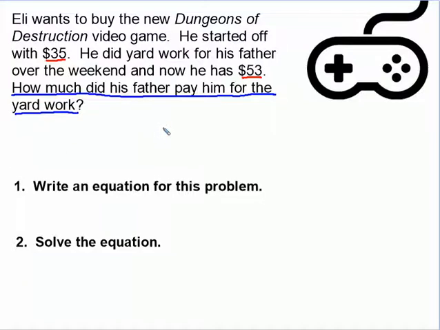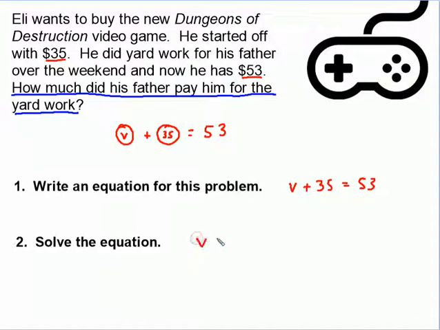Well, let's try to model this with an equation. He started off with $35, so we know he had $35. And we know he did some yard work, but we don't know how much he got paid, so we'll just leave a little circle here for that. We do know, however, that once he got this and this, when you combine them together, you got $53. Right? Because he added the 35 to whatever is in here, and he got 53. If we just replace this with a variable, we'll replace it with v for video game, then we have an equation for our problem. V plus 35 is equal to 53.